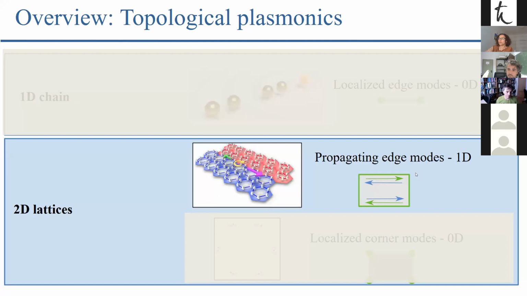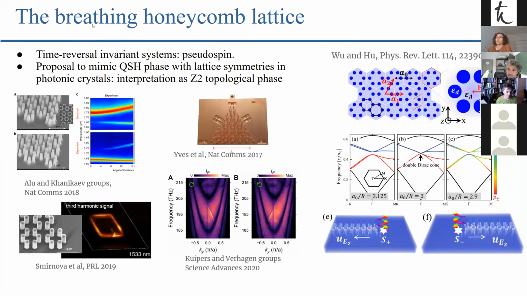Okay, so with this, I have discussed some of the effects of long-range interactions in topology for 1D systems. So let me move on to two-dimensional lattices. So the system that we started studying was this breathing honeycomb lattice that has been introduced briefly by one of the speakers in this session.